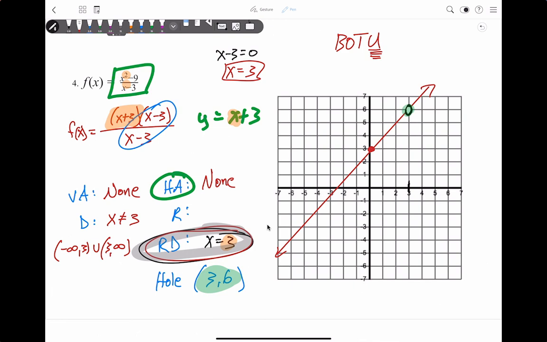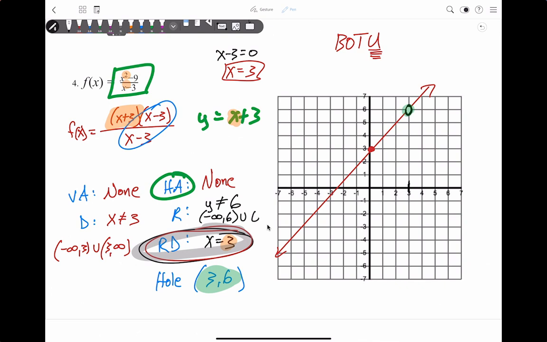And last but not least, the range will come from the horizontal asymptote, if it has one, and the y value of any and all of the holes that exist. With those two combined, the only y value that you wouldn't actually see on the graph is y equals 6. That's the only break as far as y's are concerned, where the range would not exist. So we're going to put y's that are not 6, or negative infinity all the way to 6, union 6 all the way to infinity.